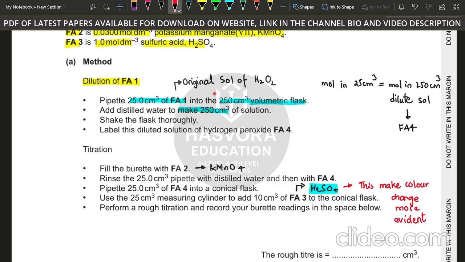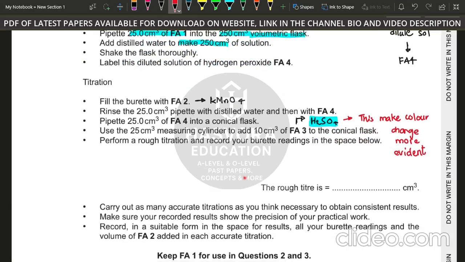Then perform a rough titration and record your burette readings in the space below. So now we have to take some made up values. For example, if I take 28.50, remember, if I have a reading of 28.5, then you have to show the precision of your instrument. For example, if I note the initial reading as 0, it will be 0.00, because here I am showing the precision of the instrument. So the rough titre is going to be 28.50.